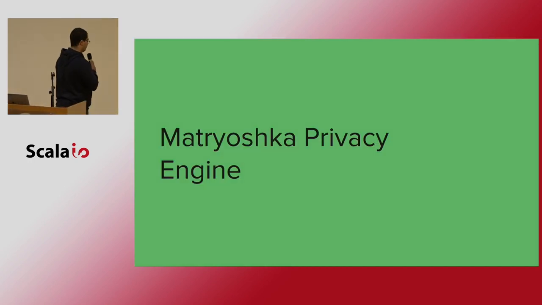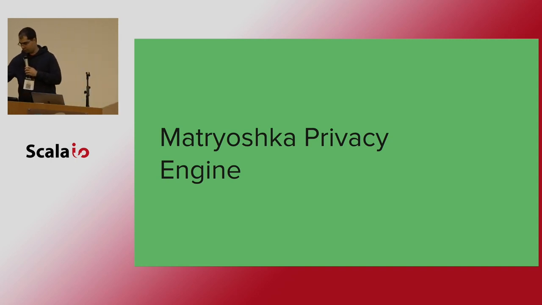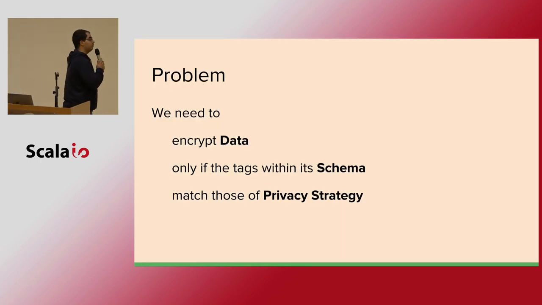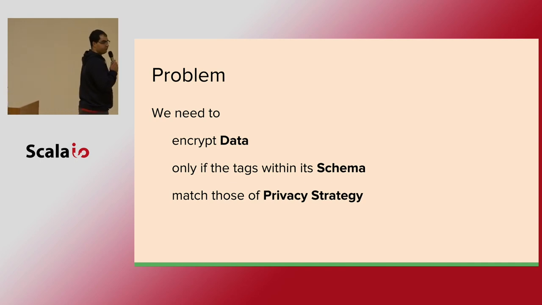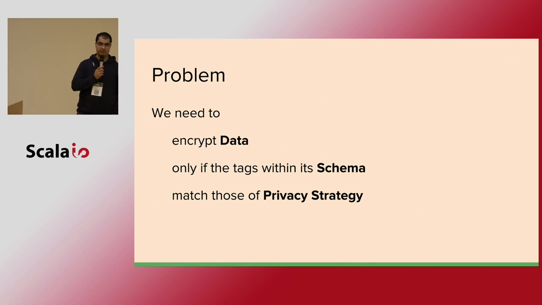So now we can see what we did with this in our engines. Now that we have the building blocks that Matryoshka offers us, let's apply them to something real. The first engine that I'm going to talk about is the Matryoshka privacy engine. The problem is that we need to encrypt data, but only where the semantic tags within the schema of our data match those of a privacy strategy. So in a way, we need to be able to look at both the data and the schema at the same time to decide what to do with a piece of data.